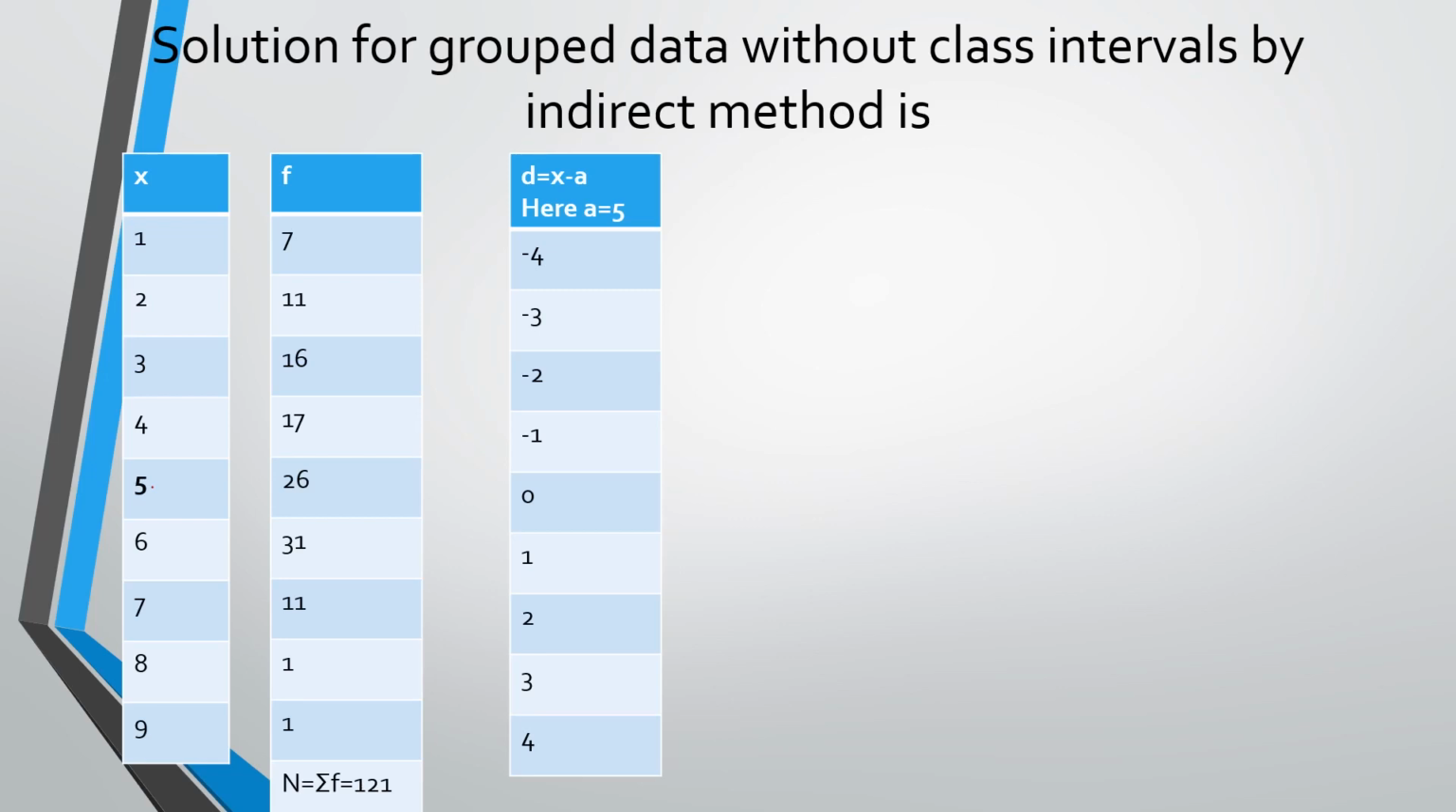So therefore d is equal to x minus a. That is 1 minus 5 is equal to minus 4, then 2 minus 5 is minus 3, 3 minus 5 is minus 2, 4 minus 5 is minus 1, 5 minus 5 is 0, 6 minus 5 is 1, 7 minus 5 is 2, 8 minus 5 is 3, 9 minus 5 is 4.